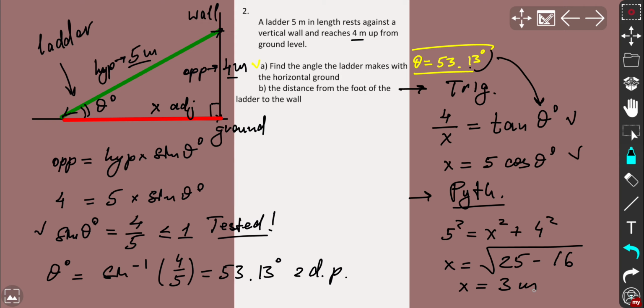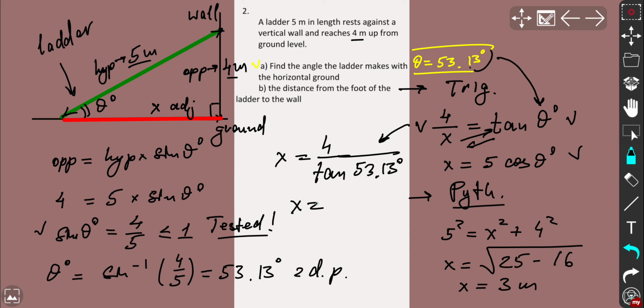If you want to check or compare, let's take the tangent ratio, from where we can figure out x. This is basically a proportion, so you can swap x and tangent. You just have 4 over tan of the angle 53.13 degrees. Let's compare what we have here. We've got 4 over tan of 53.13, and we've got 3 with zeros at the end. So to 2 decimal places we have the same answer.